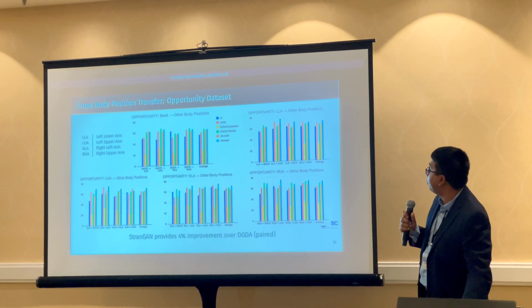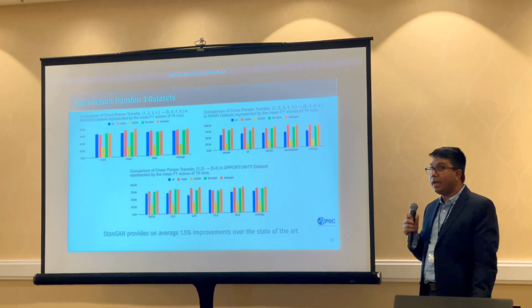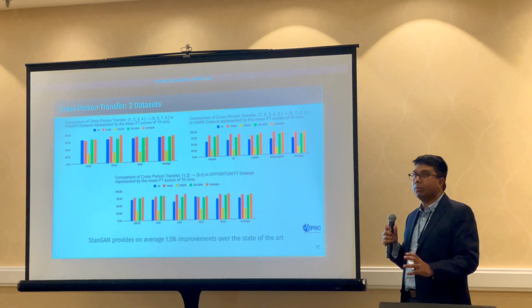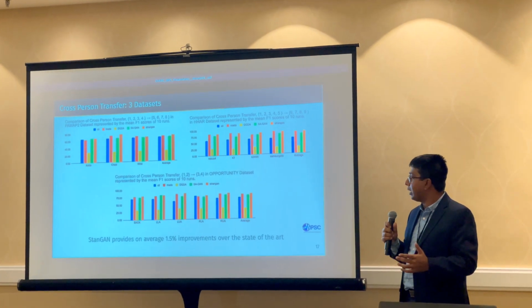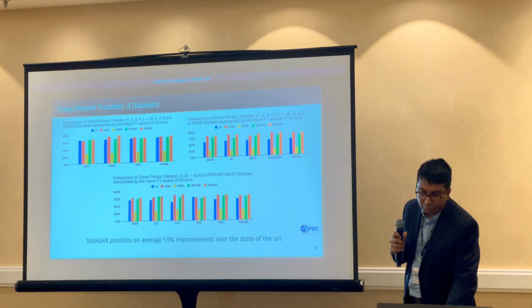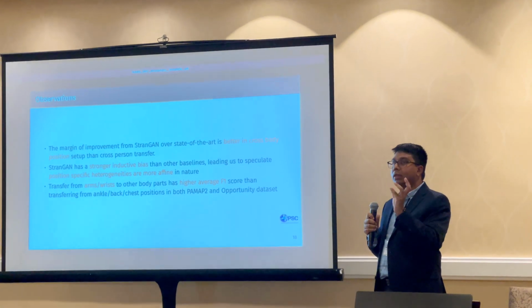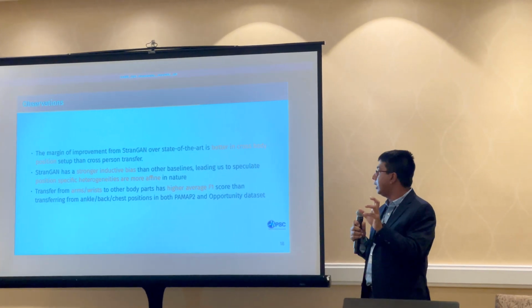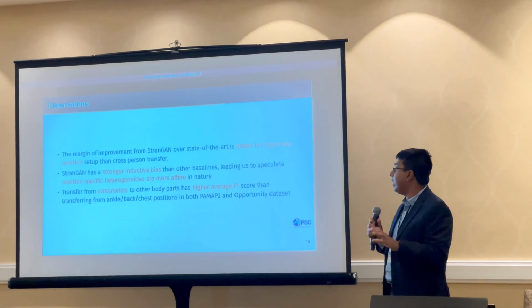Similar story in the Opportunity dataset. But in the cross-person transfer, we don't get that high. It's still 1.5 after successive runs. So we can say we are still competitive, but we had higher expectations and are not getting that high, and we have a hypothesis on why. What we think is that the transformation needs to be affine. That introduces a restriction on how STranGAN is able to perform in different scenarios, and it leads us to speculate that position-specific heterogeneities are more affine in nature.